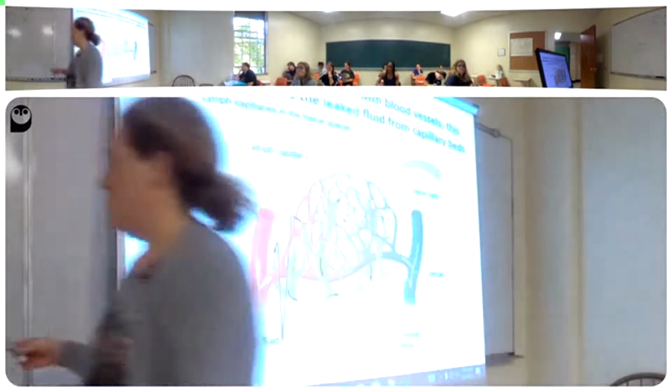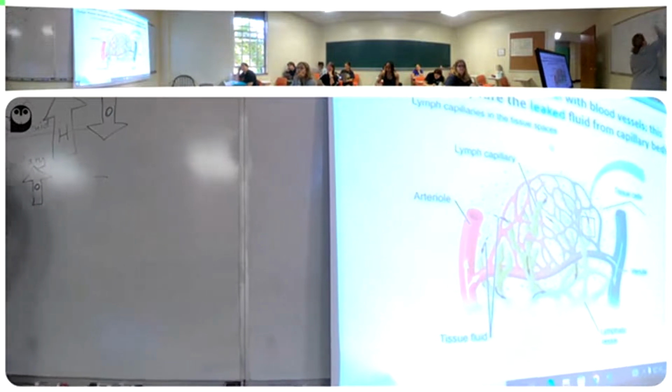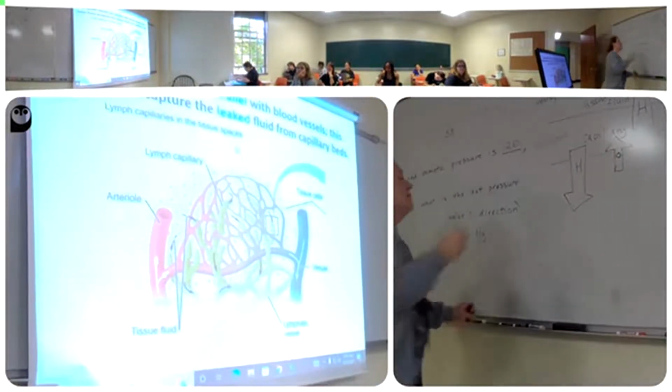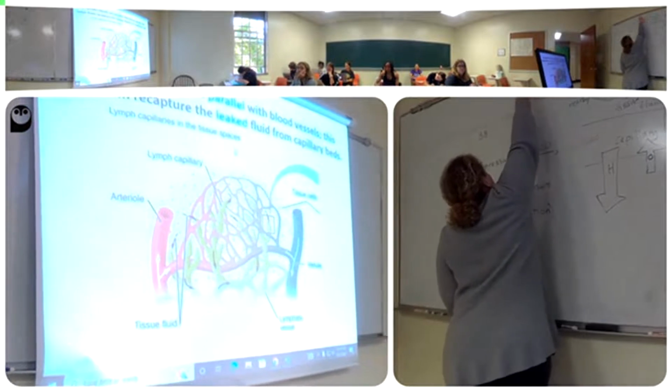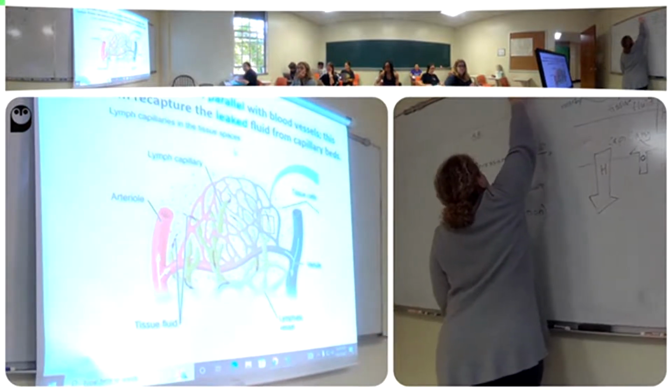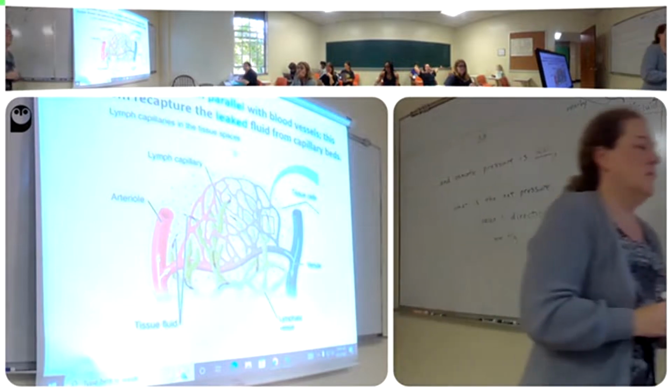So what's supposed to happen is that this fluid that leaked out is supposed to get into the lymphatic vessel and eventually return back to the bloodstream. So I'll do 2 arrows to indicate it's eventually.